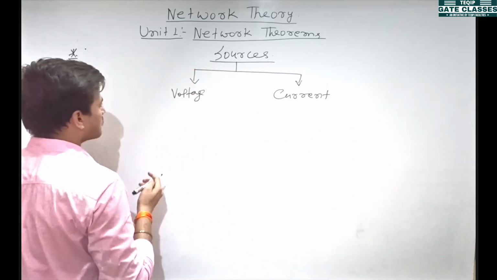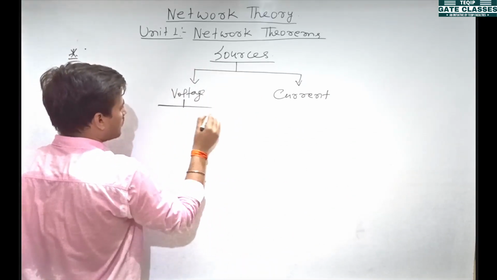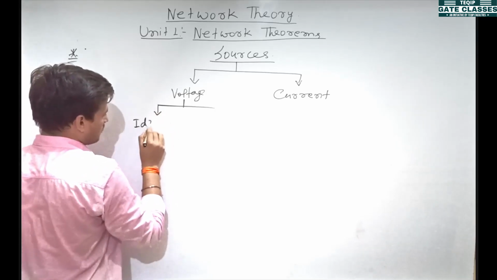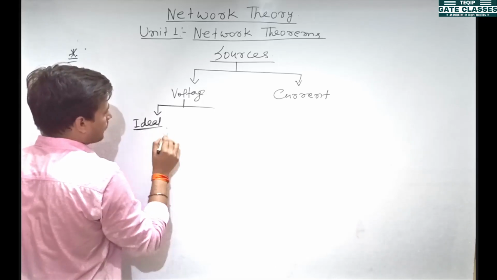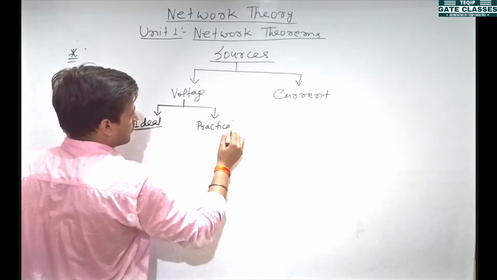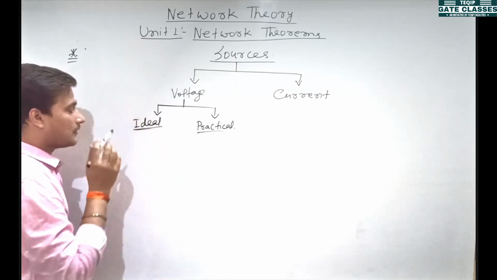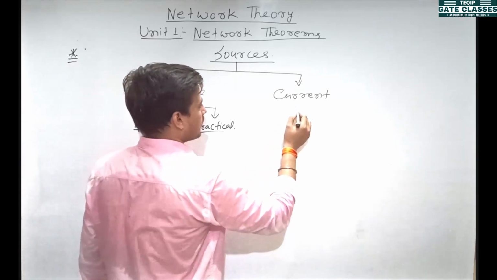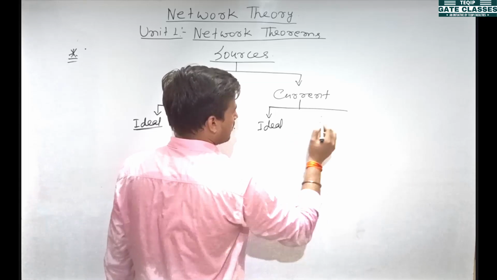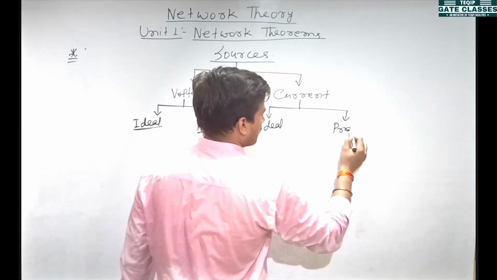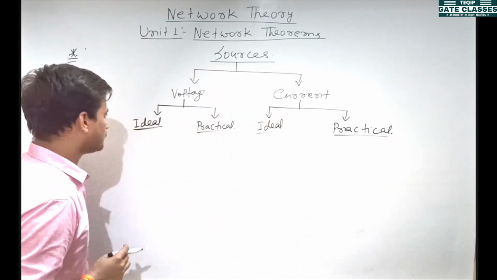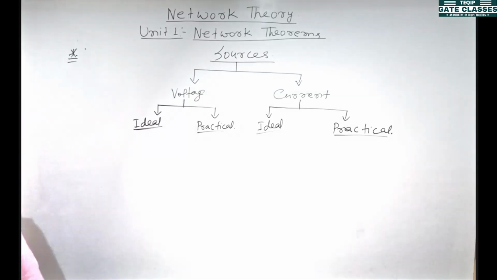Next, again in voltage source, there will be two types of voltage sources. One is ideal, one is practical. Ideal and practical. Similarly here, there will be two types of current sources, ideal and practical. Clear?